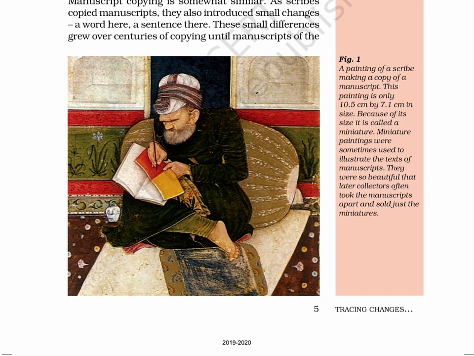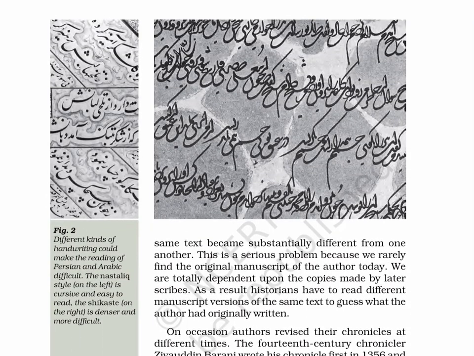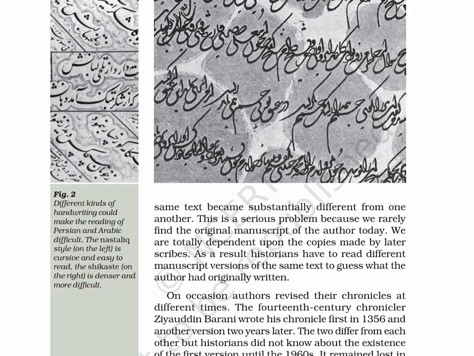Page 6. On the top of this page, Figure 2 is shown. Figure 2. Different kinds of handwriting could make the reading of Persian and Arabic difficult. The Nastaliq style on the left is cursive and easy to read. The Shikaste on the right side is denser and more difficult.